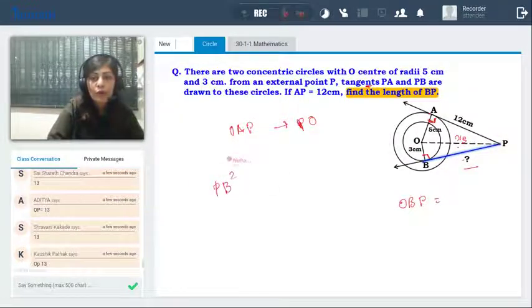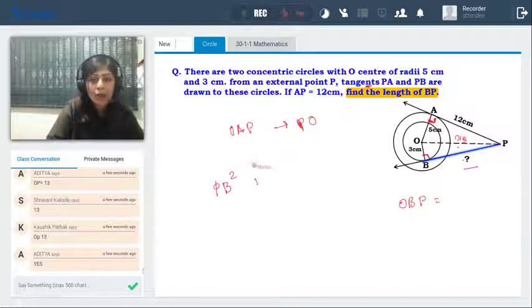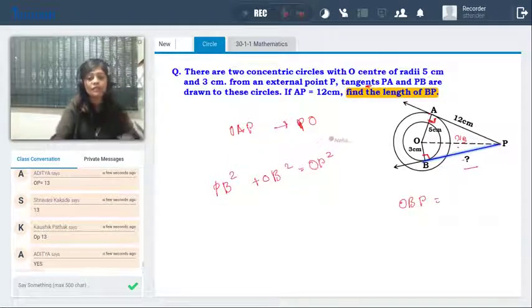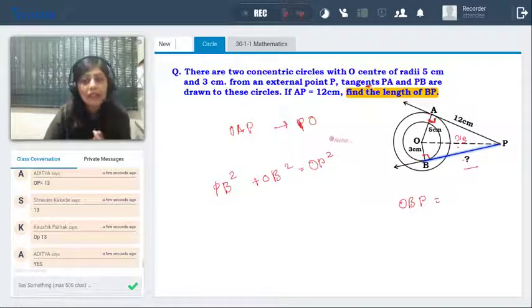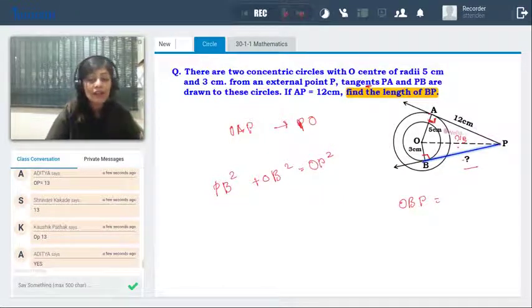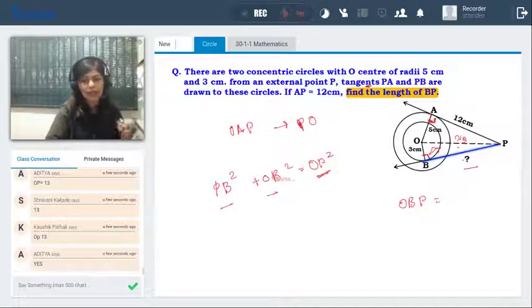Yes. We know PB square plus OB square is equal to hypotenuse square, which is OP square. Students, here it's very important to understand that you do not replace BP with OP. Yes, the longest side is always opposite to the right angle, the hypotenuse. So it is OP square is PB square plus OB square.